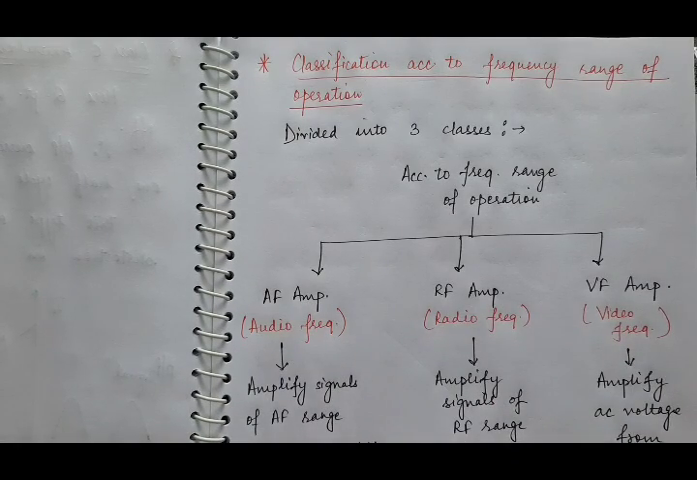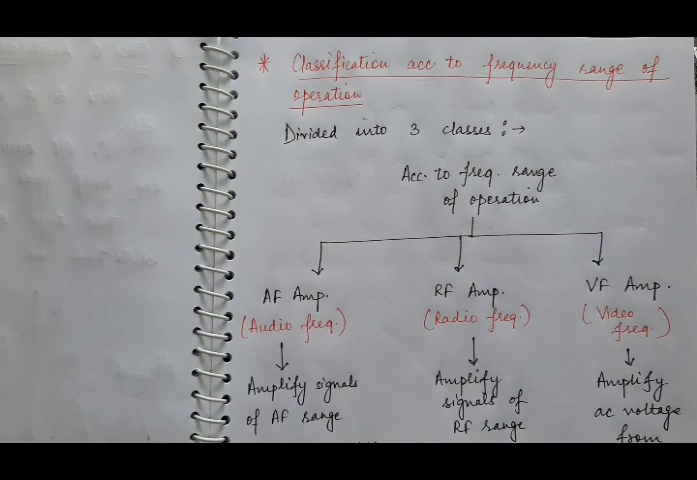Then next one is the classification of transistor amplifiers according to the frequency range. According to the frequency range of operation, these transistor amplifiers can be divided into 3 classes. First class is AF amplifiers, stands for audio frequency amplifiers. Second one are RF amplifiers, means radio frequency amplifiers, and third one are VF amplifiers, means video frequency amplifiers.